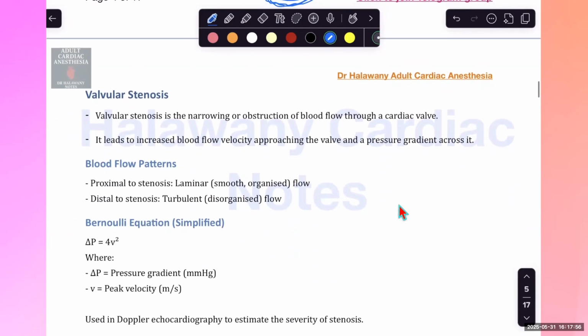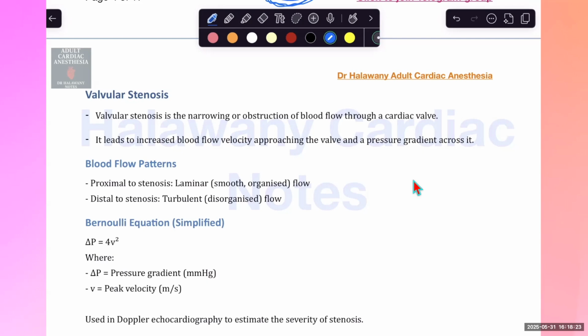Now, let's speak generally about valvular stenosis. Stenosis is narrowing or obstruction of the blood flow through a cardiac valve. It leads to increased blood flow velocity approaching the valve, and a pressure gradient will be formed across the valve.